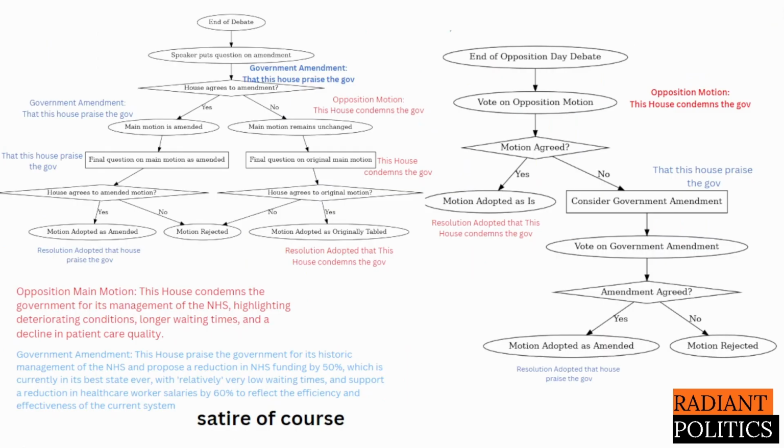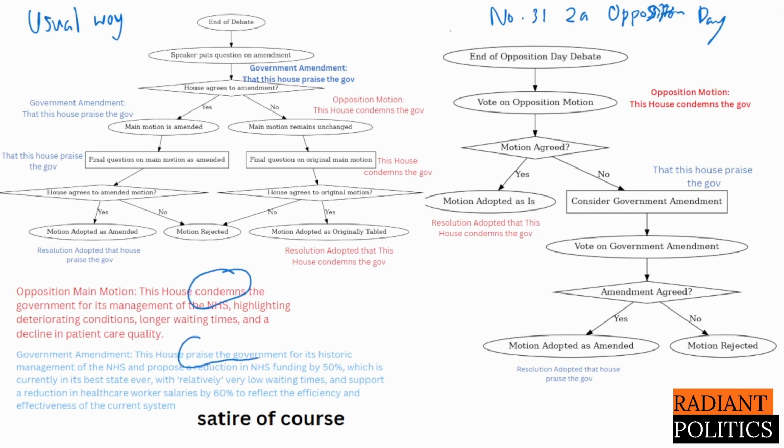Let's put what we just talked about into practice. The left flow chart depicts the procedure as it is usually the case. The right flow chart depicts the procedure that is supposed to be used on the opposition day, by using the provision of Standing Order number 31. So, it is quite obvious that the motion is an obvious attack on the government. The government responded by tabling an amendment and it was selected by the Speaker.